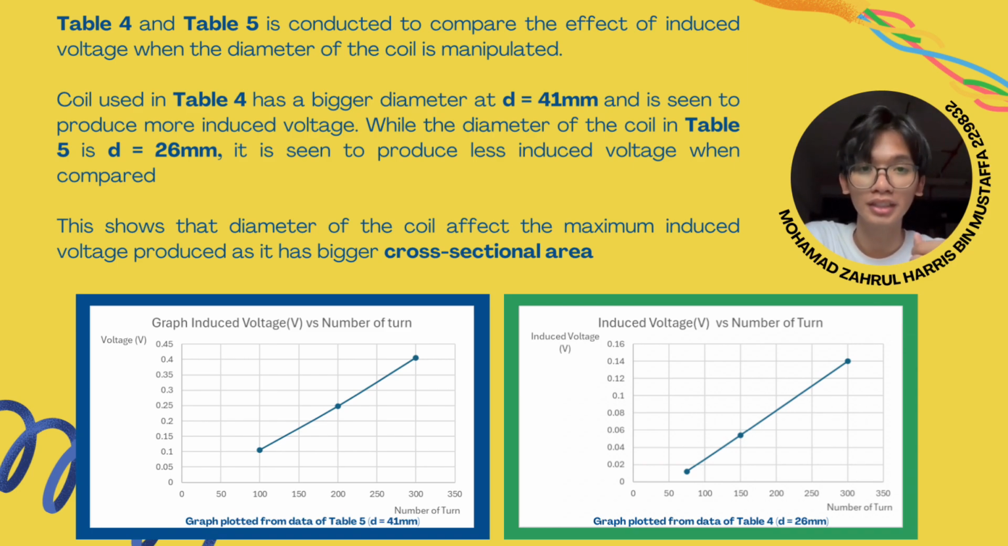When the number of turns increases, the induced voltage also increases. When the diameter increases, the induced voltage increases. And lastly, when the frequency supplied increases, the voltage produced also increases. So for all 4 elements that we manipulated, when we increase those, it will result in a bigger maximum induced voltage.